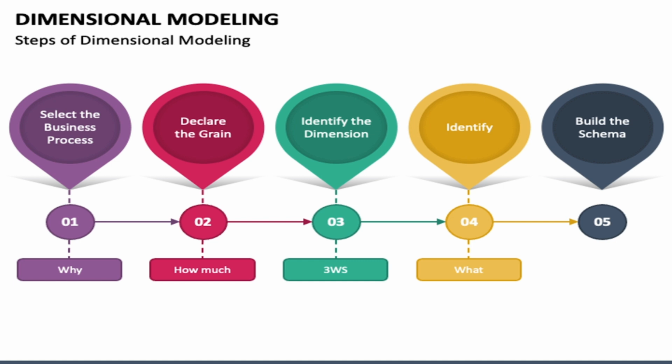Step 4, identify the facts. Once you've got your dimensions sorted, it's time to focus on the facts, the actual numbers you're measuring. These are usually things like revenue, quantity sold, or profit margins. The key here is to make sure all your facts are at the same grain. For example, if your grain is line item per order, then every fact in your table should relate to that level of detail. No mixing daily totals with individual transactions. That'll just confuse things.